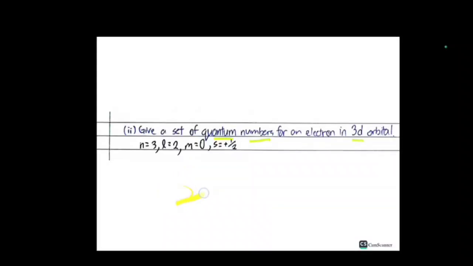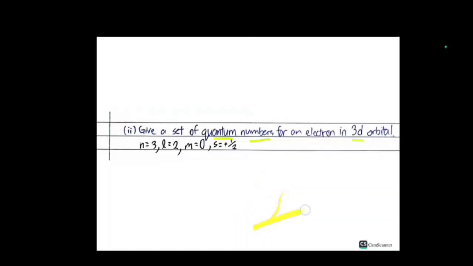The s orbital has angular momentum quantum number 0, the p orbital has 1, and finally d has angular momentum quantum number 2. So n equals 3, l equals 2, and m can be positive 2, positive 1, 0, negative 1, or negative 2. We just write either one, which is m equal to 0.